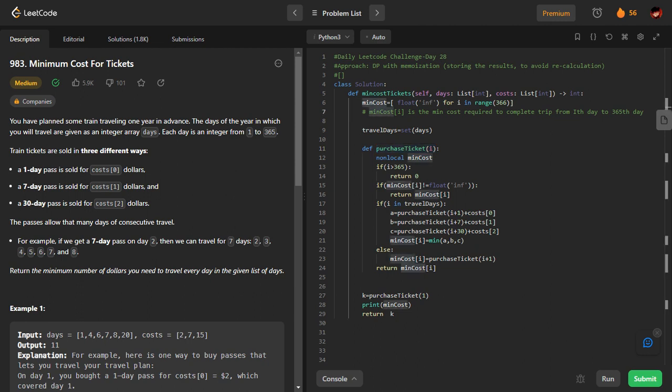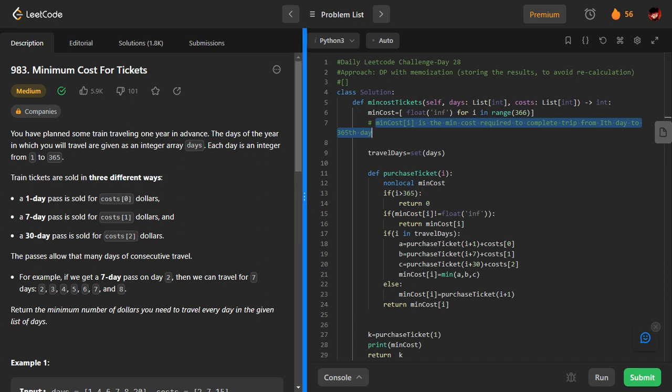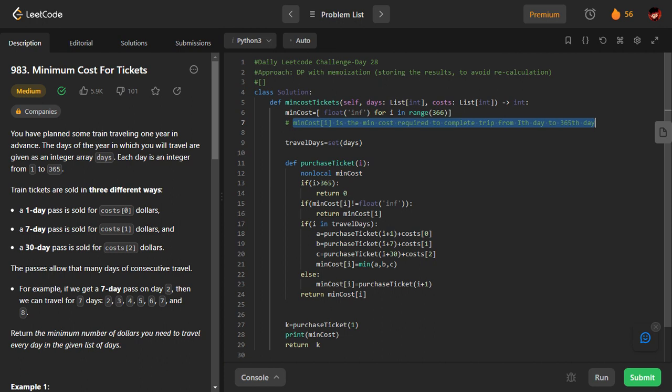Here, please read these statements which I am giving. This is for making you understand. If you are not able to understand what I'm saying in words, at least in the written form you will be able to understand. That's why I'm writing it here. Min cost of i is the min cost required to complete the trip from the ith day to the 365th day. I am hoping that these values are visible to you, right?